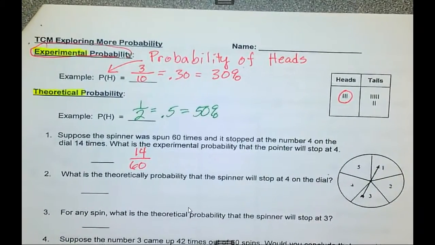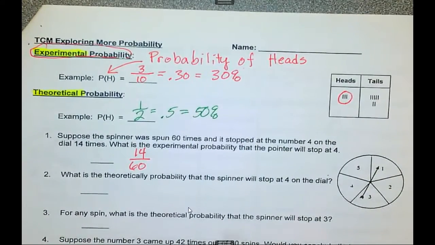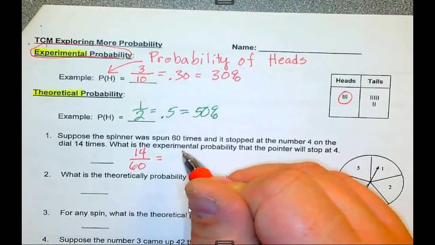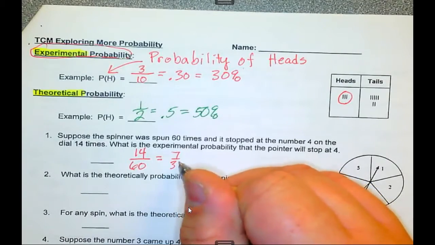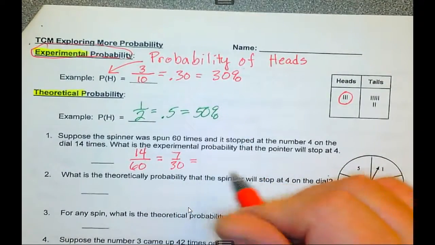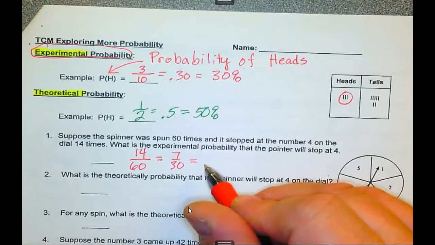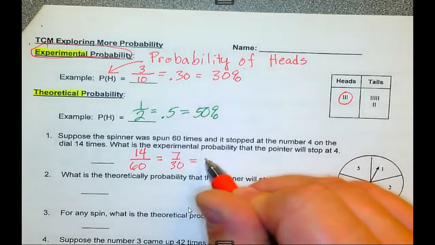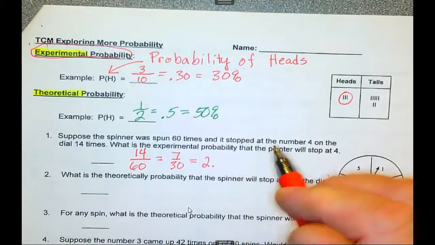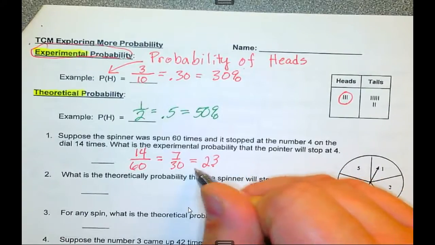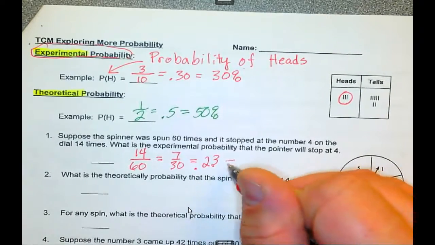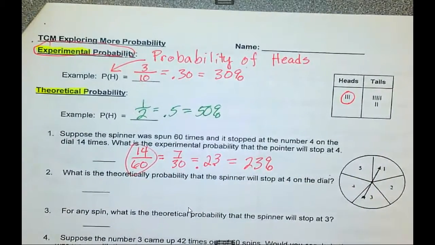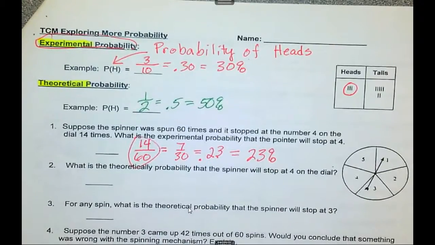Now, if you really want to, you can simplify it. Let's see, 7/30ths. And if you want to give me a decimal, it would be 0.23. And if you want to give me a percentage, it would be 23%. I'm okay with you guys just giving me 14/60ths.